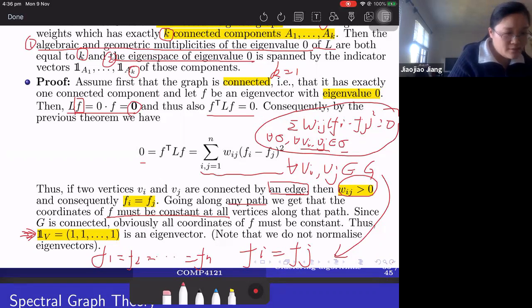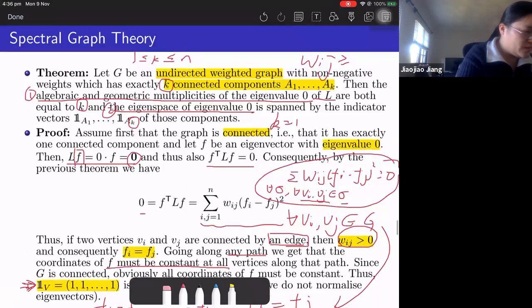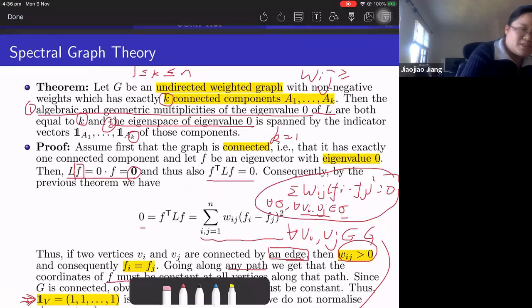Guys, any question here? Okay, guys, you can also find the full proof from the textbook.